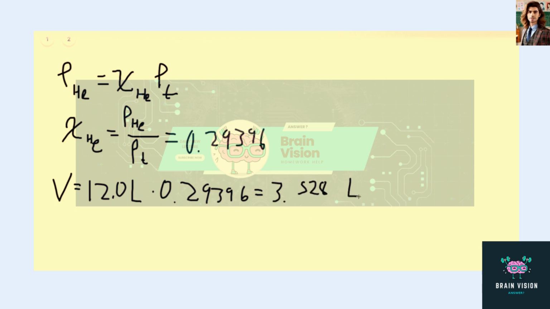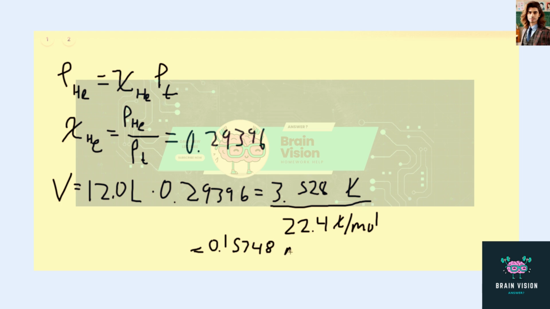3.528 liters. And so now that we have the volume of helium, we can divide by the volume of a single mole. We don't know how many moles we have, but we know that a single mole has 22.4 liters. And so by doing this division, our liters cancel, and we end up with how many moles of helium we have. And when we do this, we find out we have 0.15748 moles of helium.